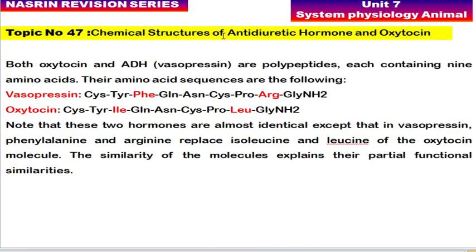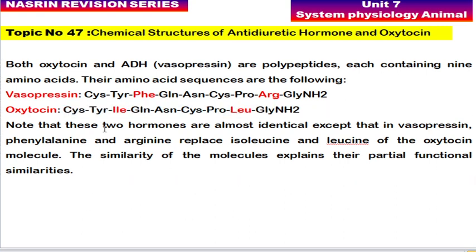Next, the chemical structure of antidiuretic hormone and oxytocin. Both oxytocin as well as antidiuretic hormone are polypeptides. Each contains 9 amino acids. The 9 amino acid sequence of vasopressin is made up of cysteine, tyrosine, phenylalanine, glutamine, asparagine, cysteine, proline, arginine and glycine. Whereas oxytocin is made up of almost the same amino acids.